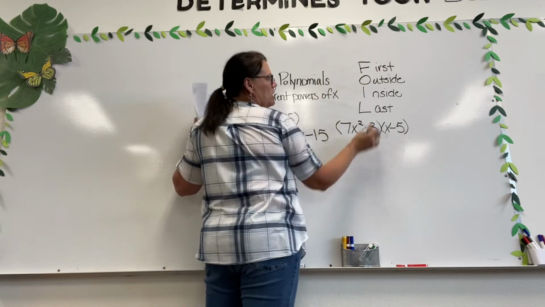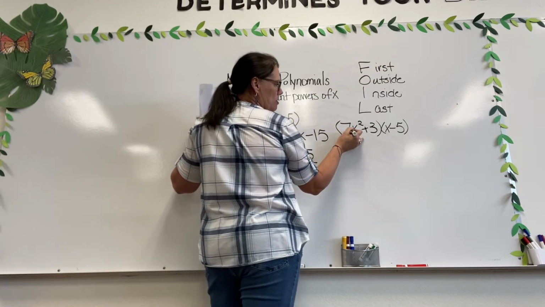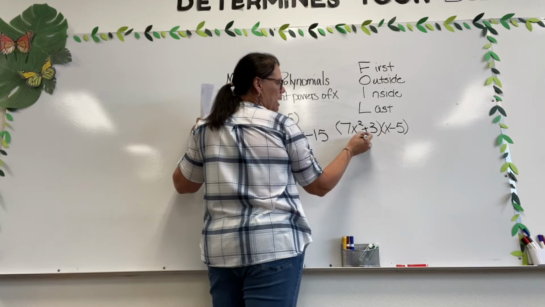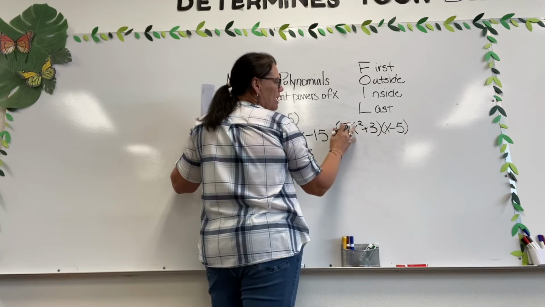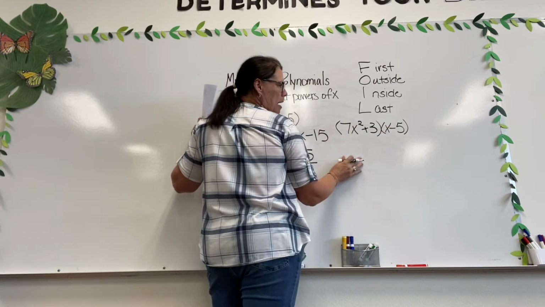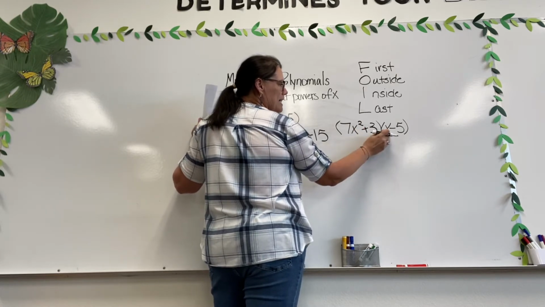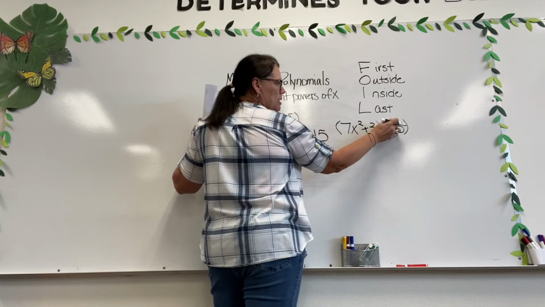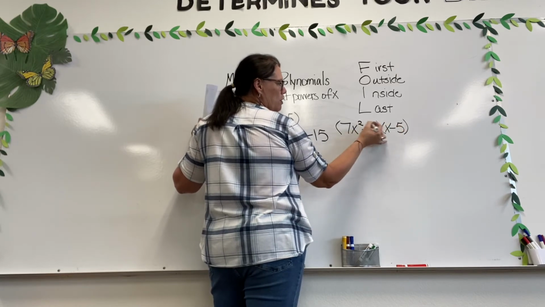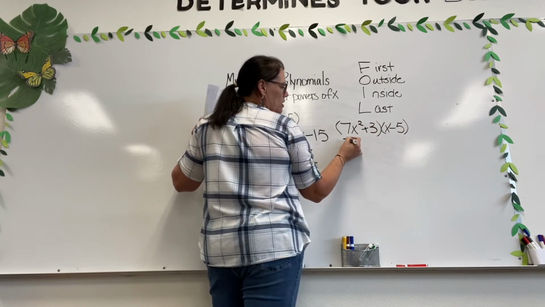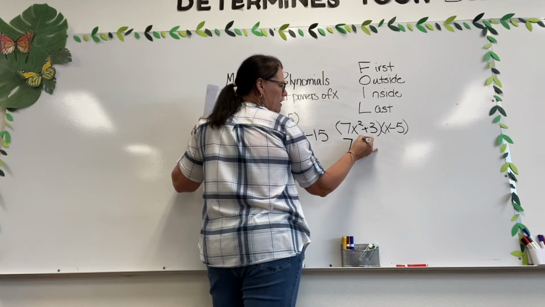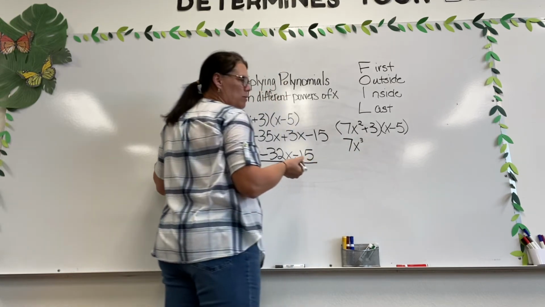You do your first step, which is the first. You take the first here, multiply it by the first number here, 7x squared times x. When you multiply x's, you add, like this would be a 1, so you add the exponents. So that would give you 7x cubed.